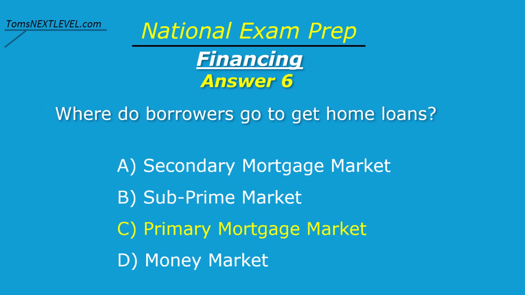The answer to number 6 is letter C, the primary mortgage market. The secondary mortgage market is where lenders go to sell the mortgage loans that they've made.